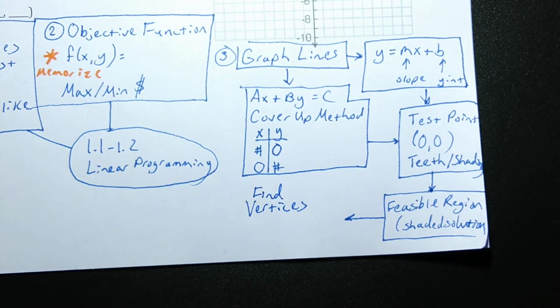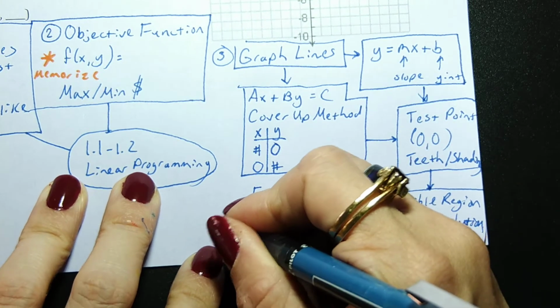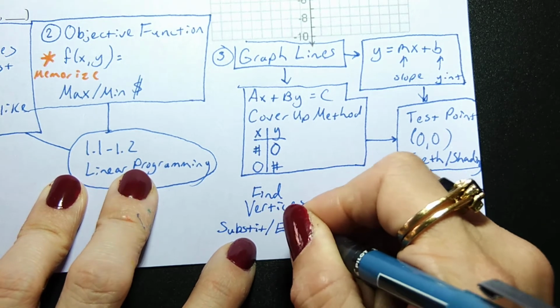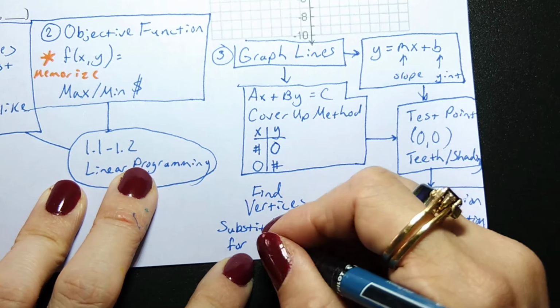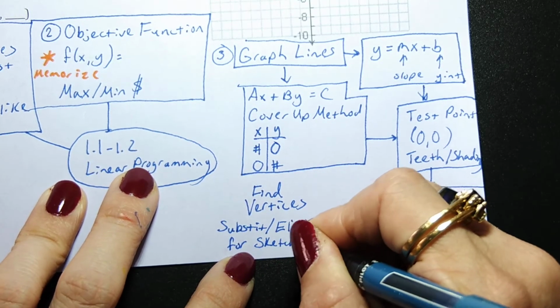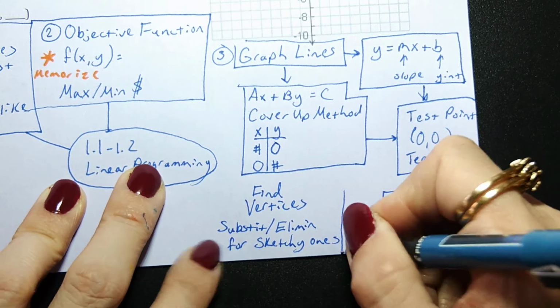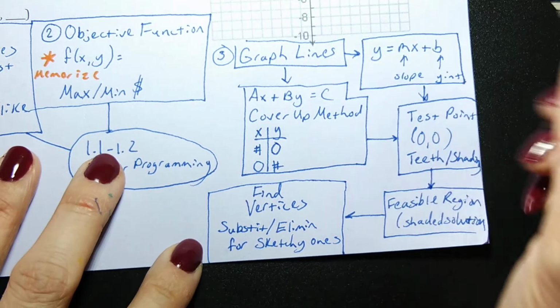A lot of times your vertices will be exact, usually with the x-intercepts or the y-intercepts. But if they are sketchy, we use substitution or elimination. So substitution or elimination for sketchy vertices. Does anyone remember what we do with the vertices once we have them?